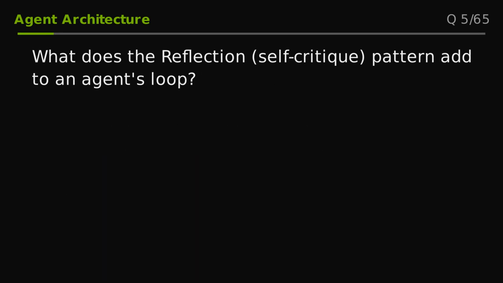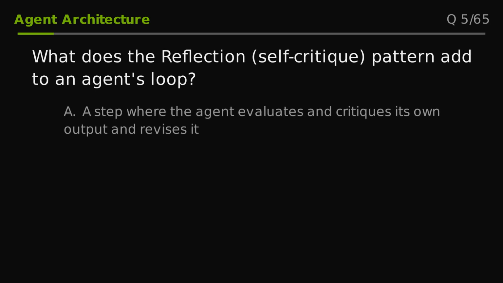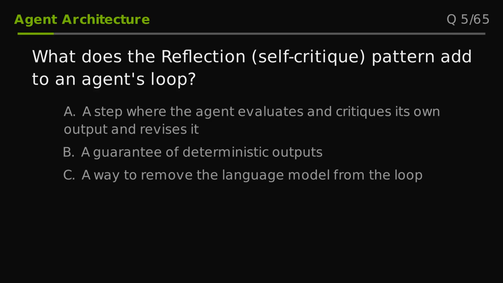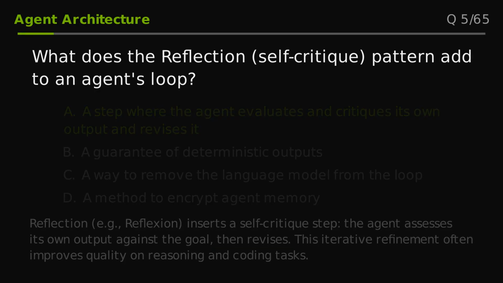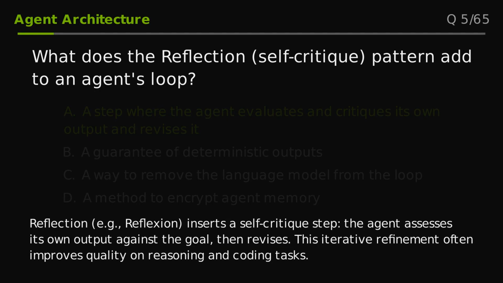Question 5. How does the reflection, or self-critique, pattern add to an agent's loop? Option A: A step where the agent evaluates and critiques its own output and revises it. Option B: A guarantee of deterministic outputs. Option C: A way to remove the language model from the loop. Option D: A method to encrypt agent memory. The correct answer is A. Reflection inserts a self-critique step: the agent assesses its own output against the goal, then revises. This iterative refinement often improves quality on reasoning and coding tasks.